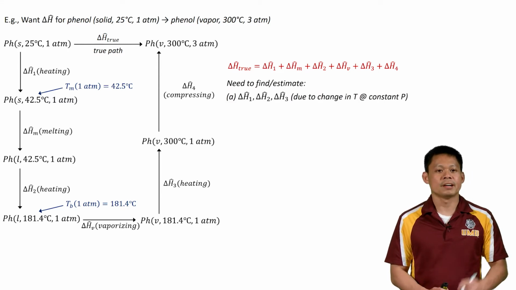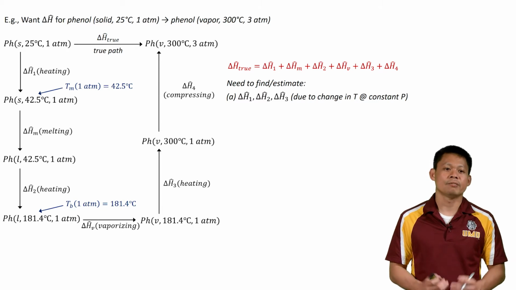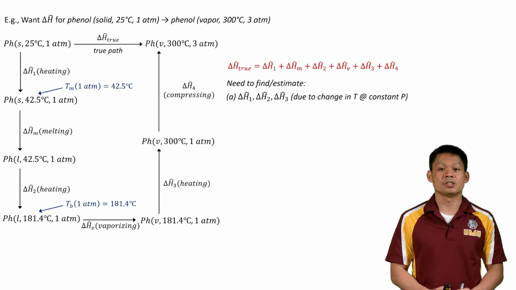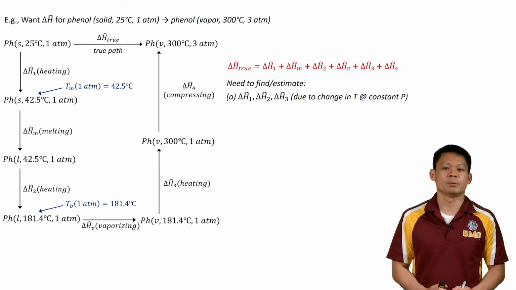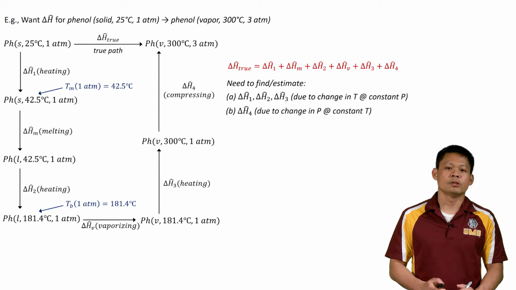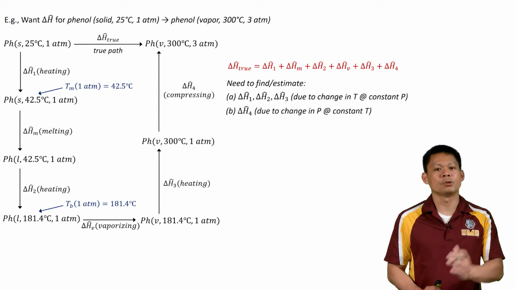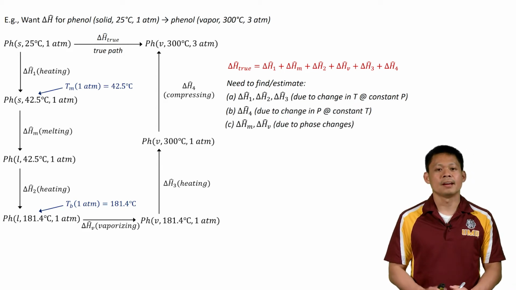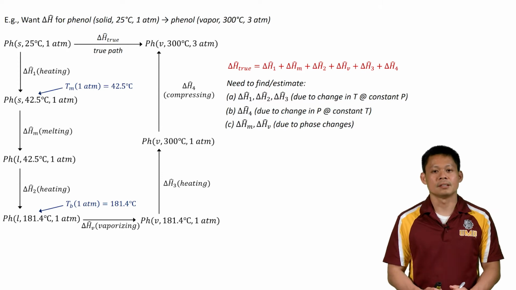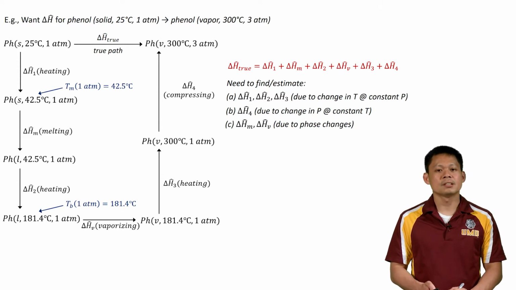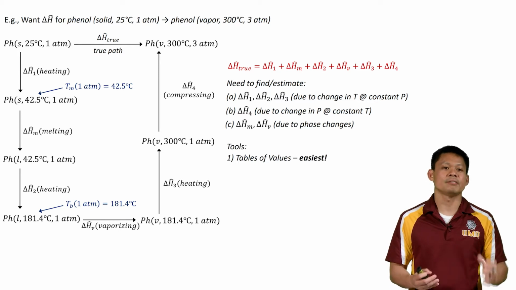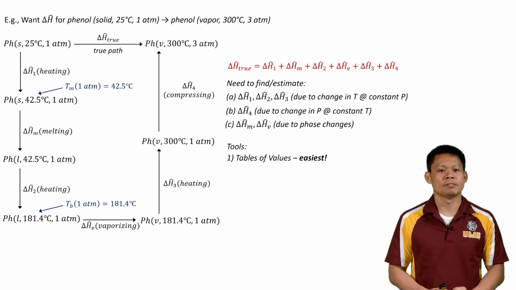So what we do need to find, just based on this loop itself, we have 3 different processes where it's just simple heating. Delta H1, delta H2, and delta H3, we're just increasing the temperature, but we're holding the pressure constant. In delta H4, we are changing the pressure but holding temperature constant. And lastly, we have our latent heats of melting and latent heat of vaporization. So for the remainder of this class, we're going to look at the different tools that we have to calculate all of these different values.